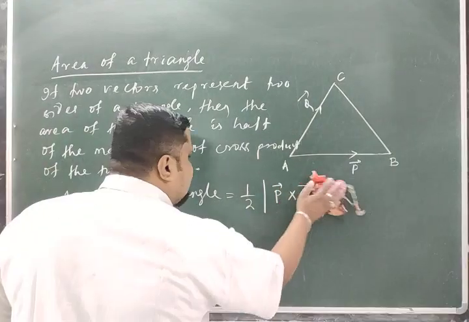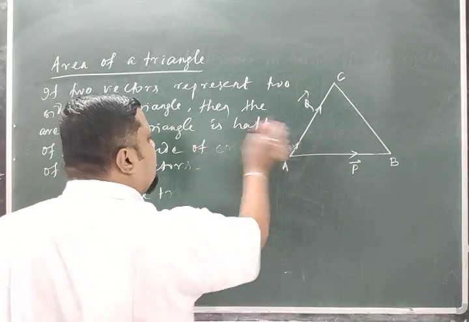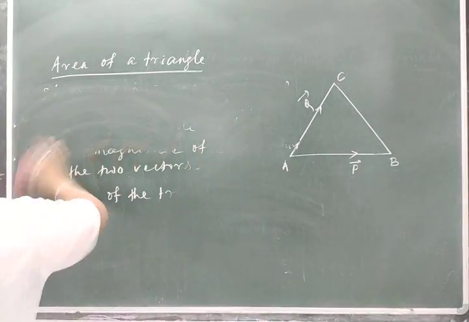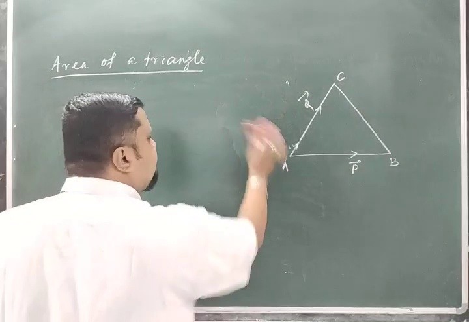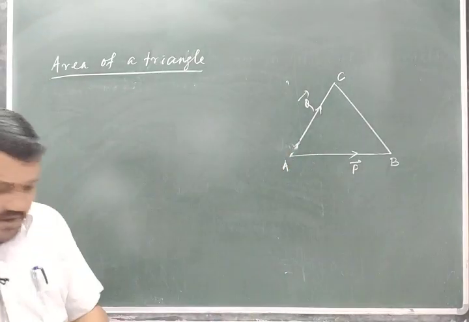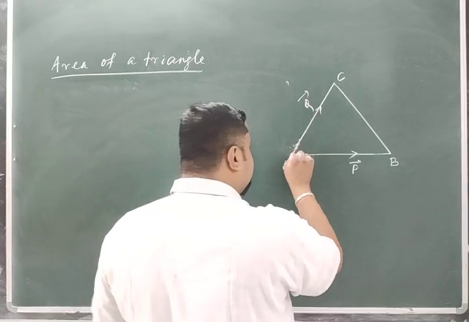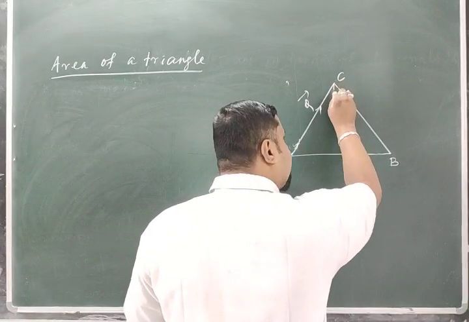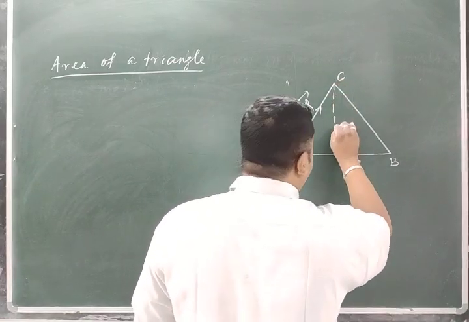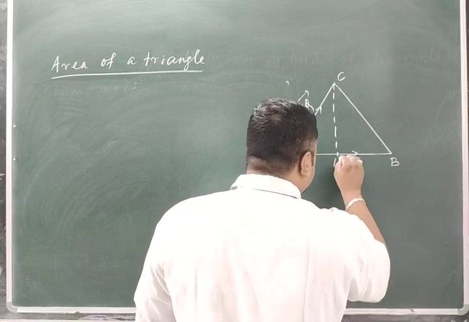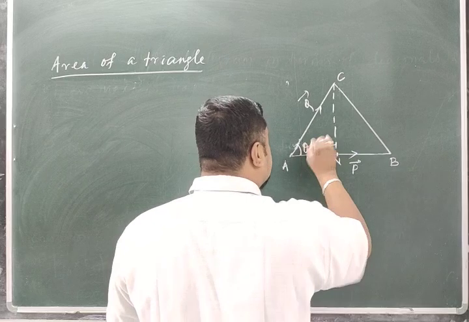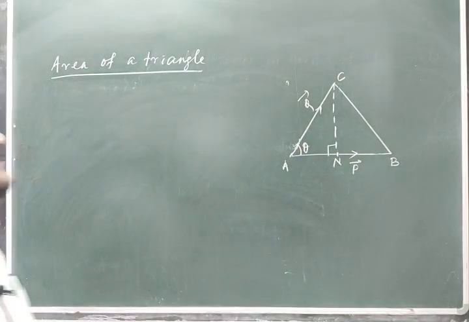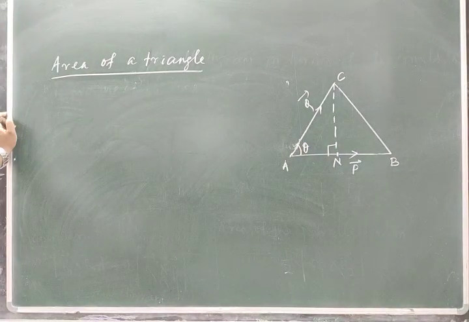So, to prove this, what I will do here, let us draw, to know the area of a triangle. This is a perpendicular, obviously, and let the angle between these two be theta. Between the two vectors P and Q is theta.